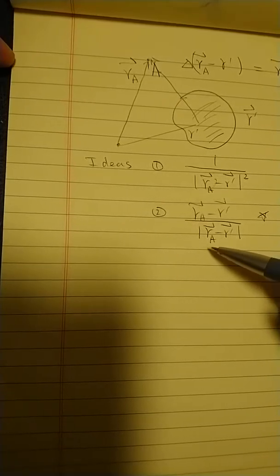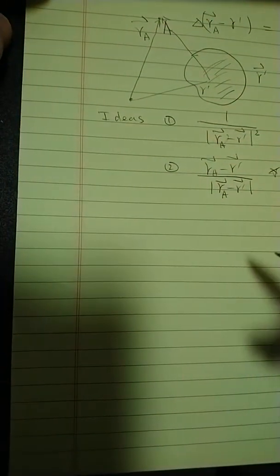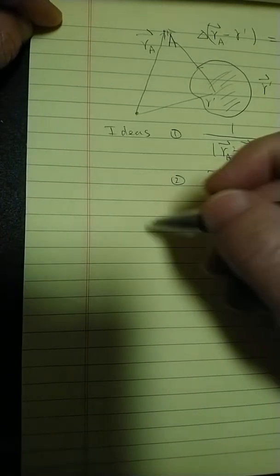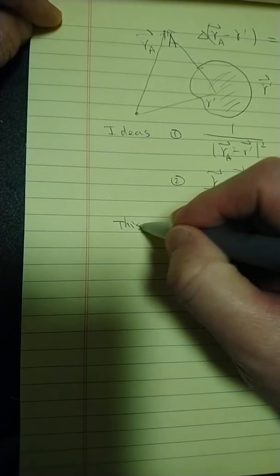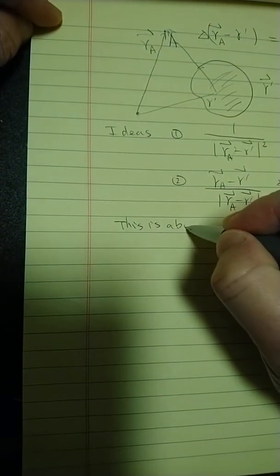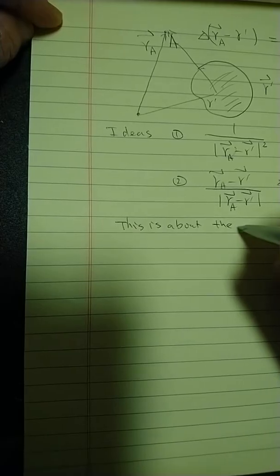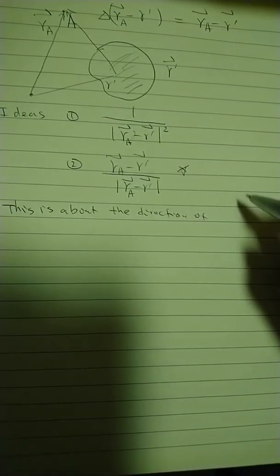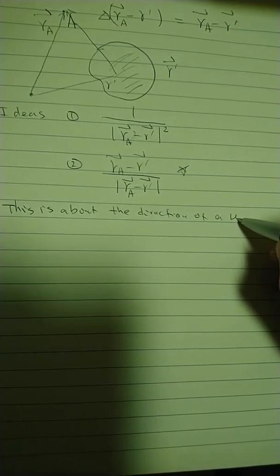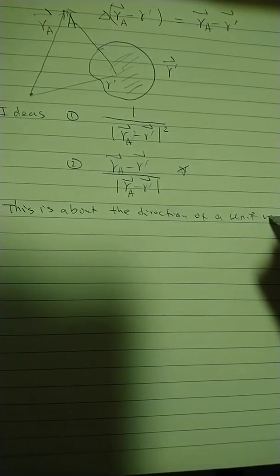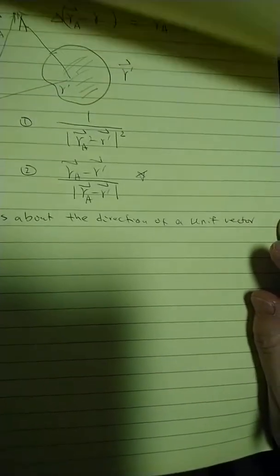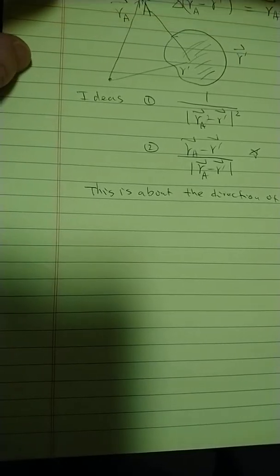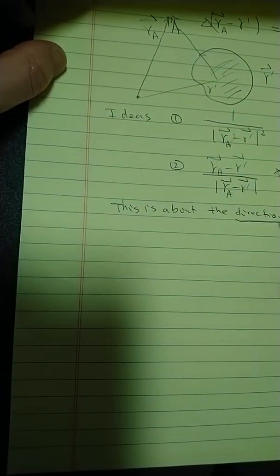Now we are going to deal with this part first. This part is, in many ways, simpler. Why is it? Because this is about the direction of a unit vector. In other words, if you have a unit vector, what matters is the direction itself.